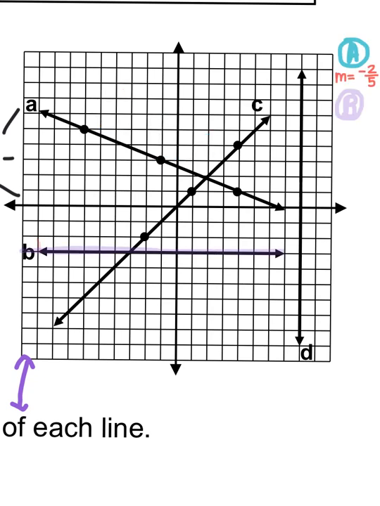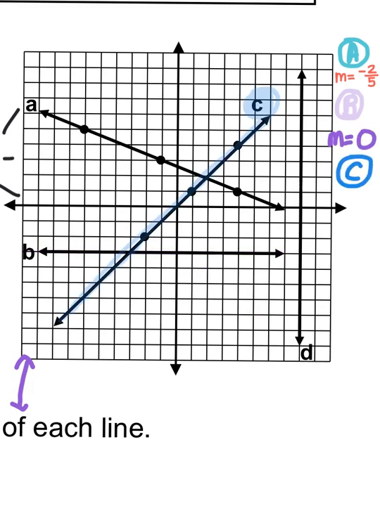Now let's consider the slope of line B. Notice that it's a perfectly horizontal line. So when we're thinking about horizontal lines, I want you to remember our word HOY. When it's a horizontal line, that points to the fact that it's a zero slope and it will be a y equals equation. So the slope of this line is 0.